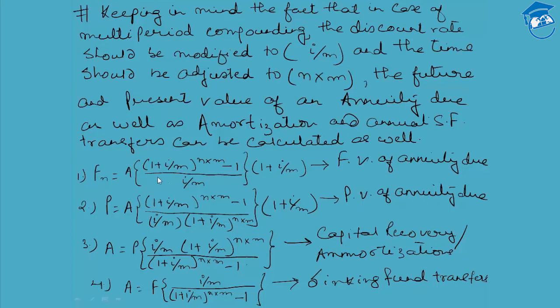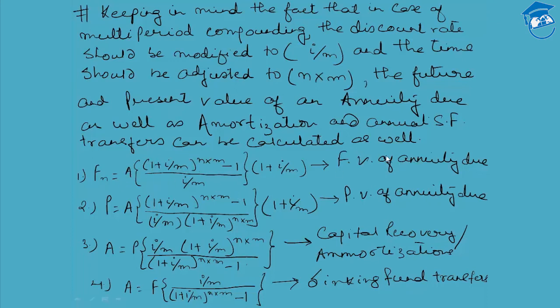I've just listed them in a sequence for you so that you might not face any difficulty. A closer look at the formulas shall reveal that the entire set of formulas remains the same. Wherever there is I, it has been replaced by I upon M, and wherever there is N, it has been replaced by N into M. Once again, students, the entire set of formulas remains the same, with a minor change that I is replaced by I upon M and N by N into M. So let's take up the first one.